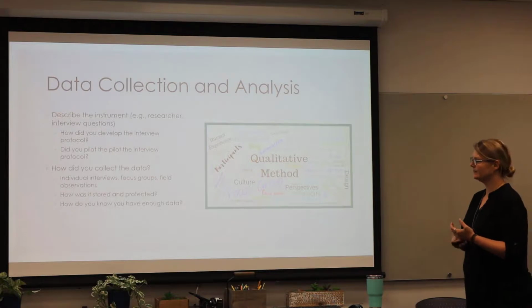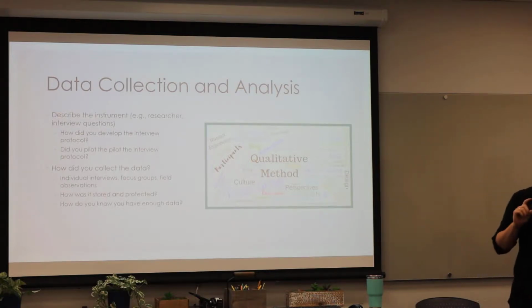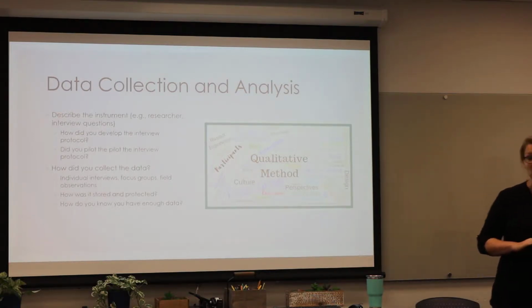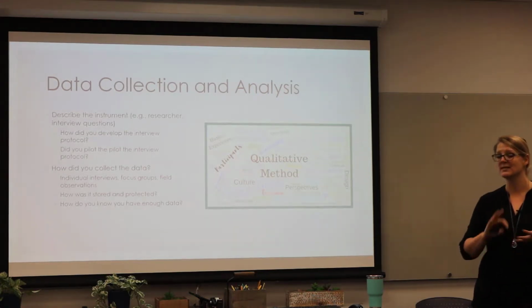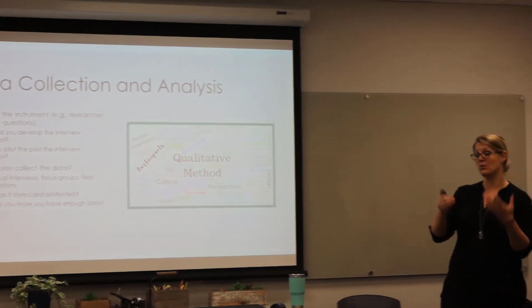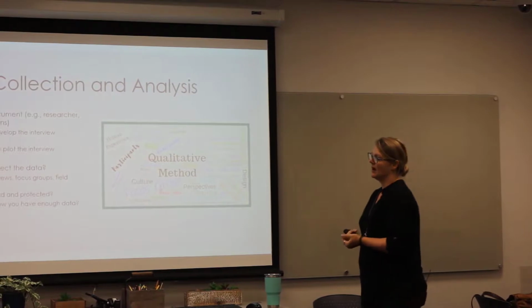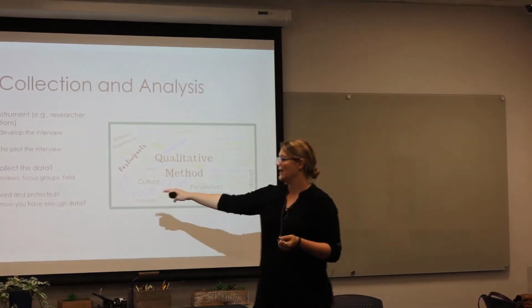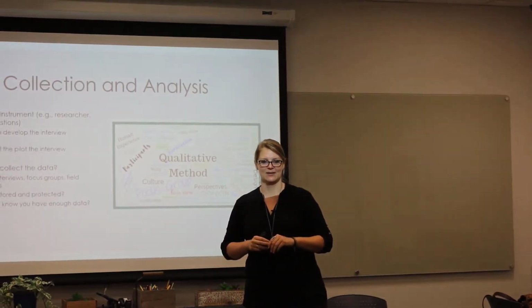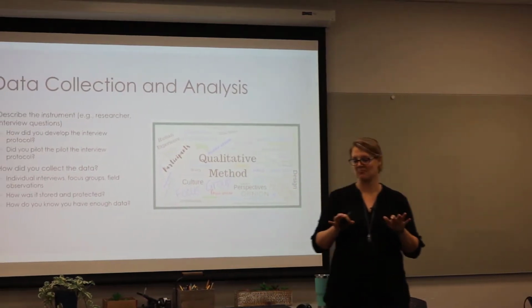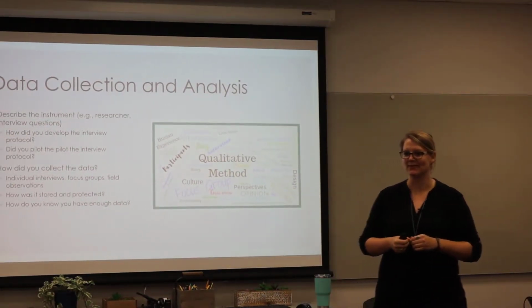Everything has to be password protected. Did you use pseudonyms for your participants? Did you allow your participants to come up with their own, or is that something you assigned to them? And then how do you know you have enough data? So how do you guys know that you have enough data for qual research?